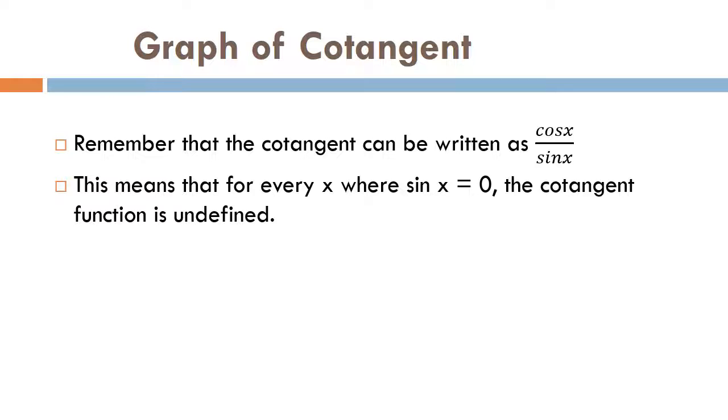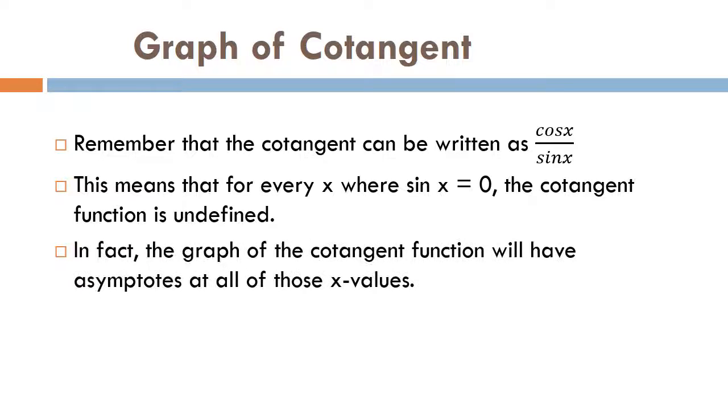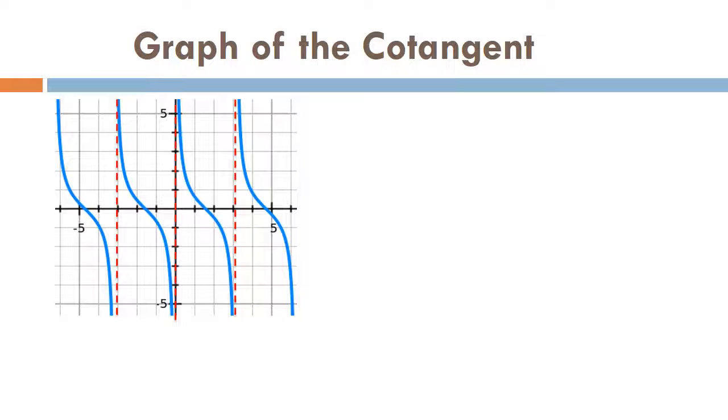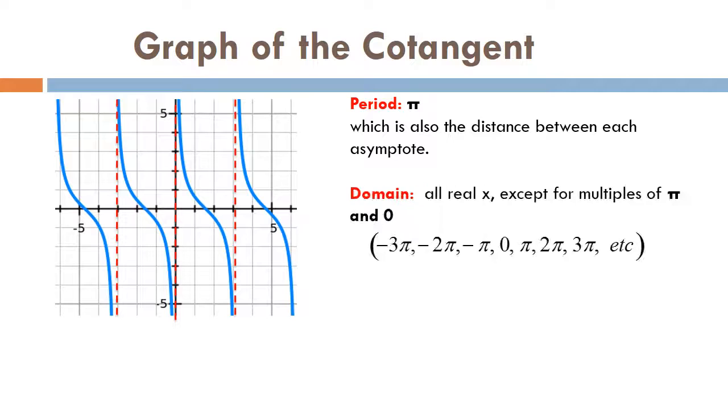Cotangent is very similar, except with cotangent, every place where the sine of x is 0, the cotangent is undefined and therefore has a vertical asymptote. Notice it also looks kind of like the backwards version of the tangent. Our period is pi, just like tangent. That's the distance between each asymptote in a regular graph.